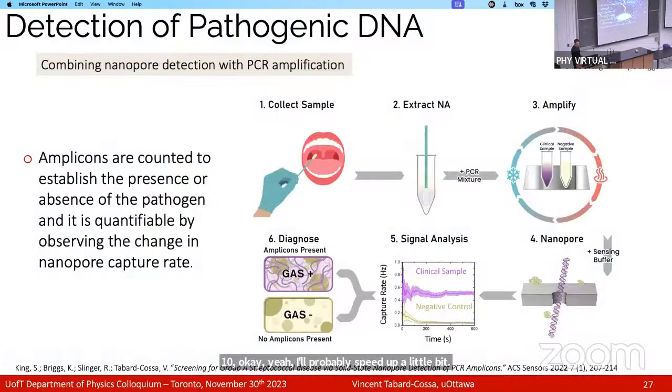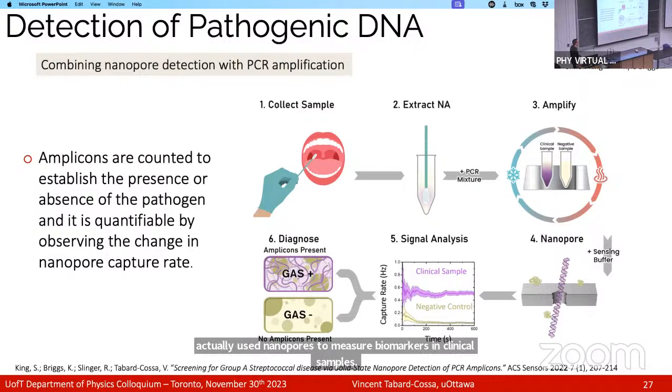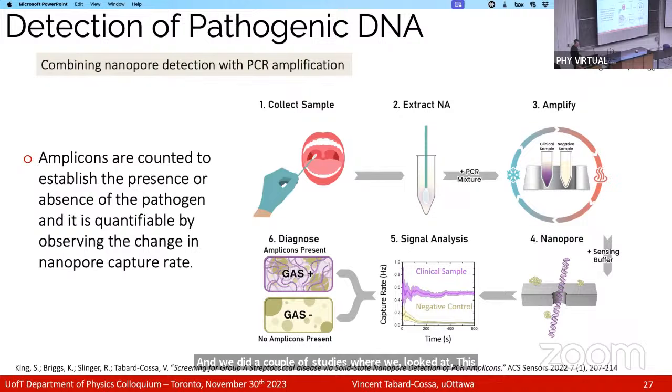All right. The other applications I wanted to tell you about were in the diagnostics area, where we actually use nanopores to measure biomarkers in clinical samples. We did a couple of studies for group A streptococcus, a bacteria responsible for strep throat in patients. We took throat swabs, extracted the nucleic acid, ran a PCR amplification, and counted the number of amplicons, based on the primers, to see if we had a trace of that bacteria inside our sample.